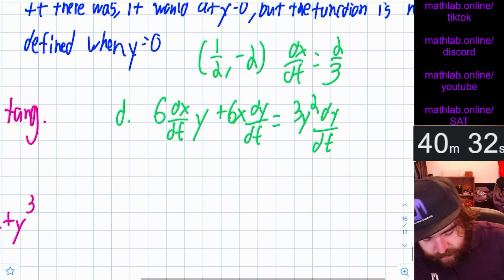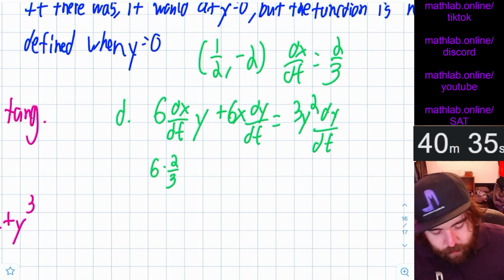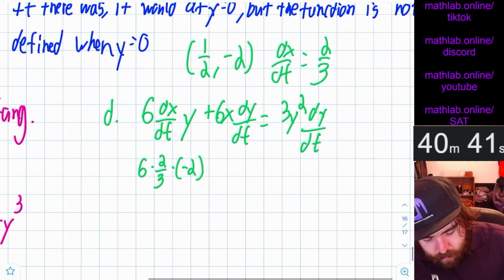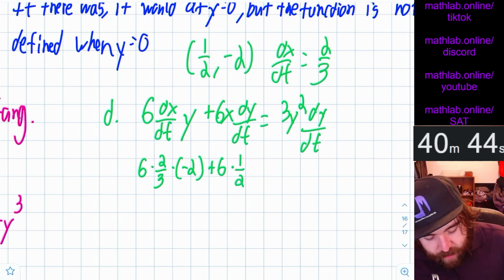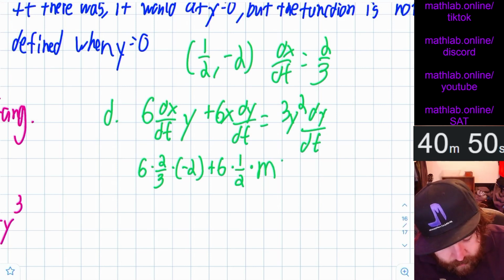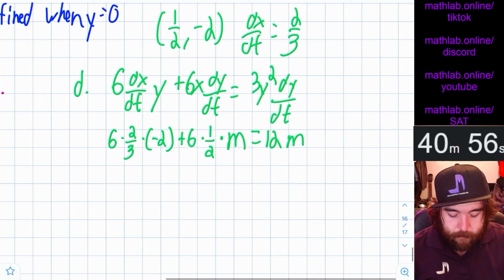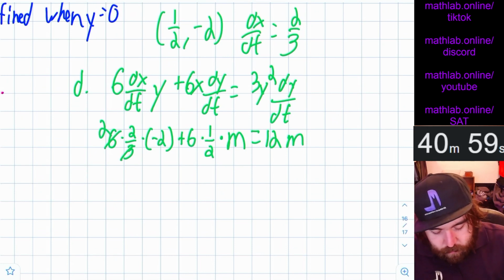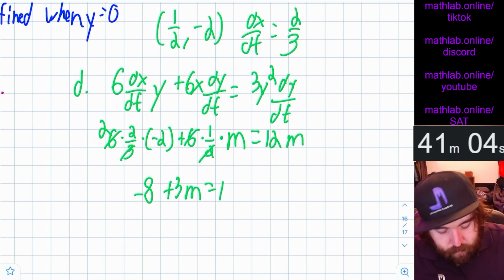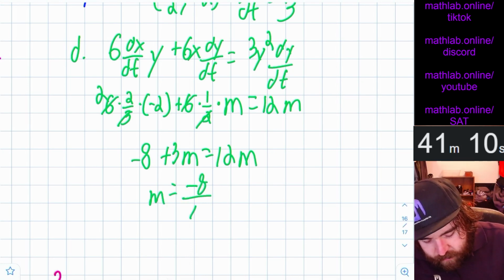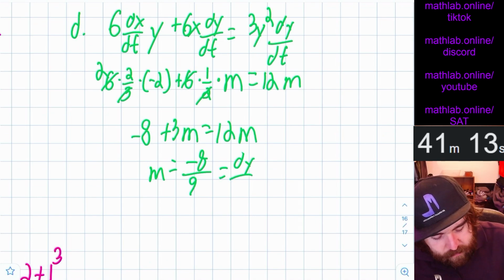So we've got 6 times 2/3 times y plus 6 times 1/2 times, I'm going to call it m again, the thing we're looking for, equals 12m. Okay. So then we cancel. That's a 2. That's 2 cubed. That's -8. Cancel. Plus 3m equals 12m. Subtract the 3. M is -8/9, which is dy/dt.